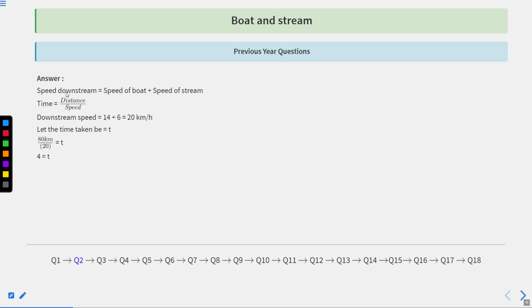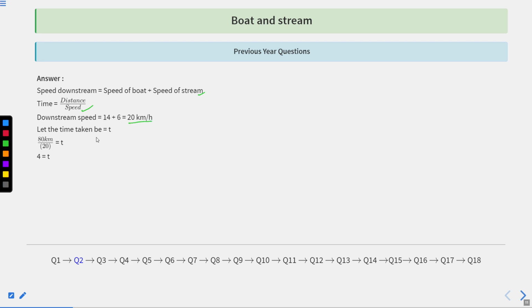Speed downstream is equal to speed of boat plus speed of stream. This is a formula that will be helpful here. Time equal to distance upon speed. This is a very helpful formula we are using everywhere. So the downstream speed will be 14 plus 6 equal to 20 kilometers per hour.